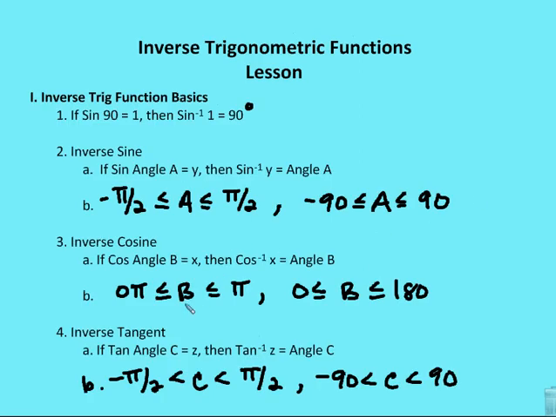Finally, if I think about the tangent of angle C, let's say the tangent of angle C is z, then again the inverse tangent of z is equal to angle C. And in this case, we're just dealing with the range between negative 90 and 90, because if you take the tangent of negative 90 or 90, you'll end up with an undefined answer. So that's why there's no equal sign here.